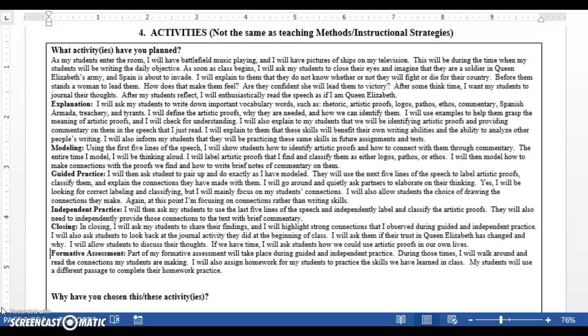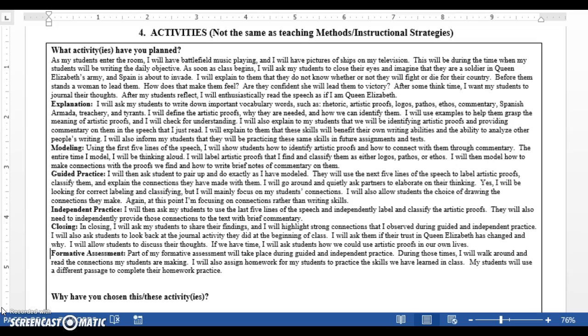The other thing is that I will be thinking aloud during this entire time. I want them to observe my thought process, especially when it comes to the connections. I want my students to see how I connect to it so they can begin to think that way.